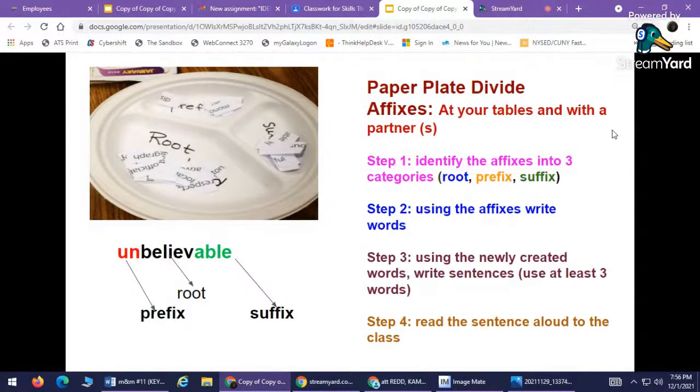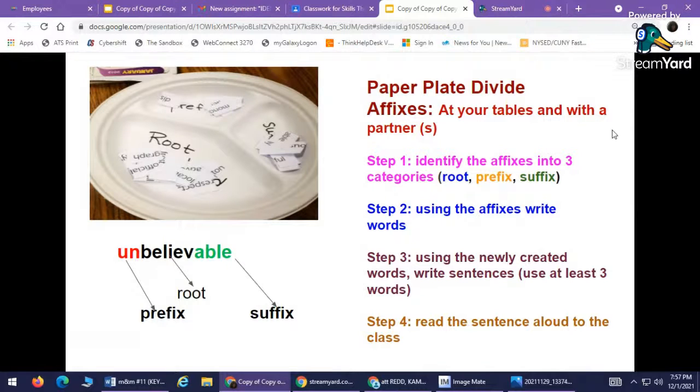Okay, guys. So very good. Thank you for that. So step one, we're going to identify the affixes into the categories of prefixes, suffixes, and roots. Step two, using the affixes, you're going to write the words. Once you identify the affixes, you're going to put them on the desk, put them together, read them, and as a group, make a consensus if it's a word or not. If it is, then you can write it on paper. That's the second step. The third step is using those newly created words, you're going to write sentences.